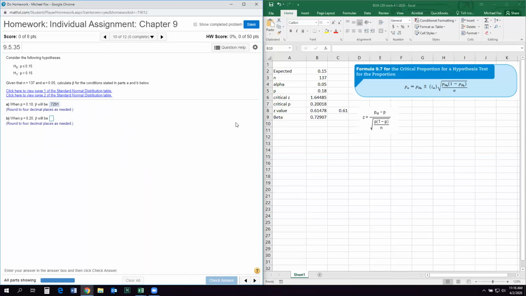There's a second part of the problem where it's just going to ask you to do the same thing, but for when p equals 0.20. What's nice about that is we've already got the formulas in there now, so I can alter that. But remember, because I have to do this rounding here to 2 decimals, I have to type that in as well. So my beta here is going to be 0.504.